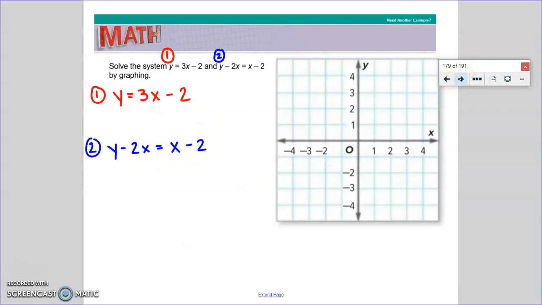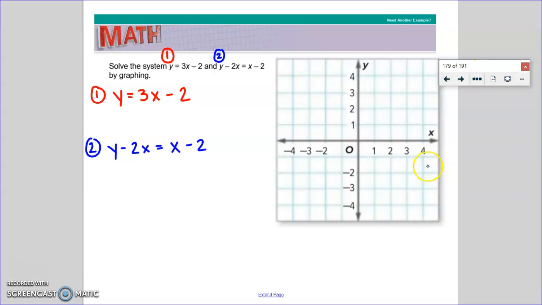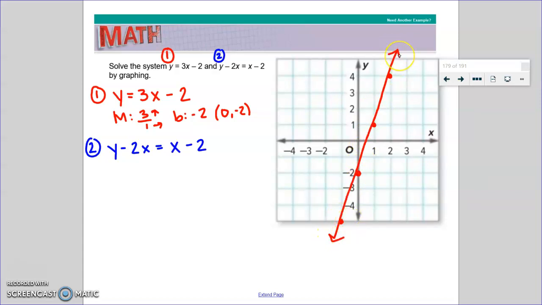And our last one here, we have our red equation. We see it's in slope-intercept, so I can pick out my slope of +3 or 3 over 1. My y-intercept is -2, so I can use that to graph. I can go up 3 over 1. I can go down and back. Make a nice line through it. And remember, we should be using our rulers for our lines.